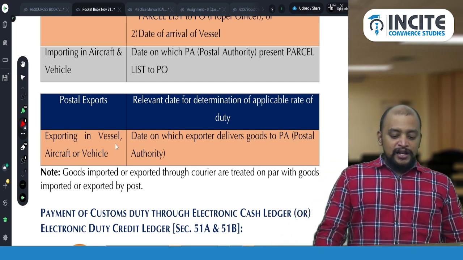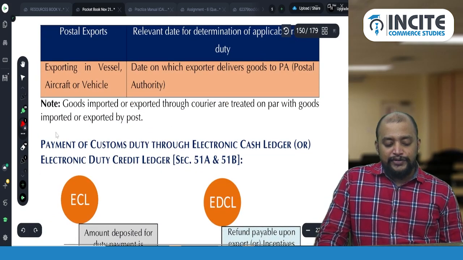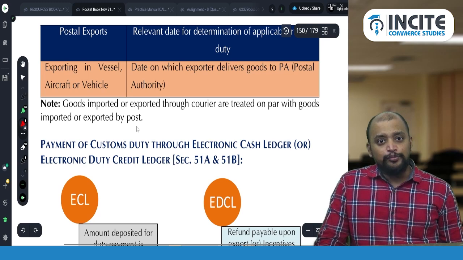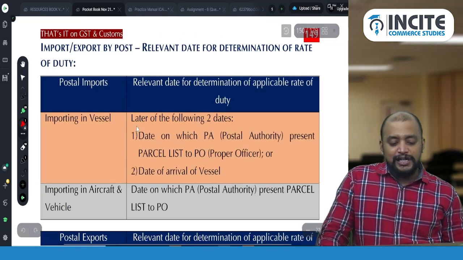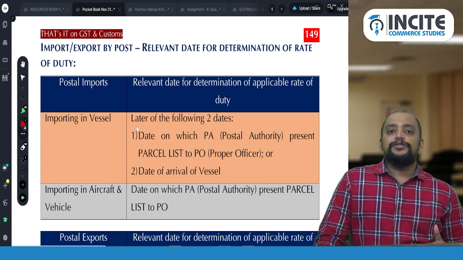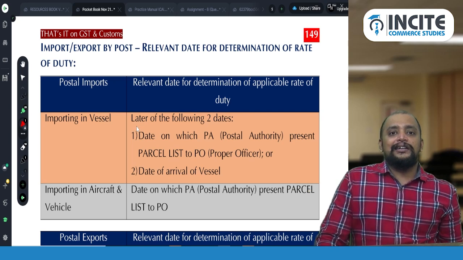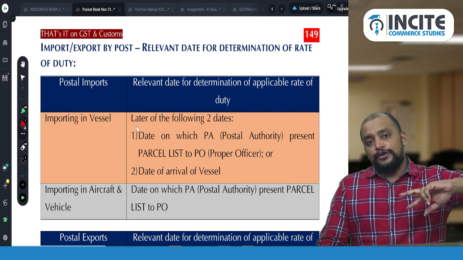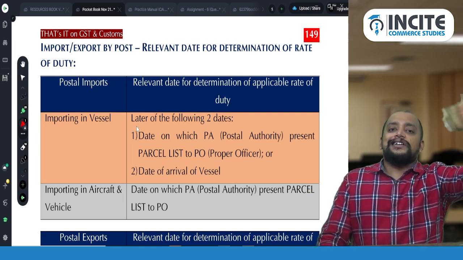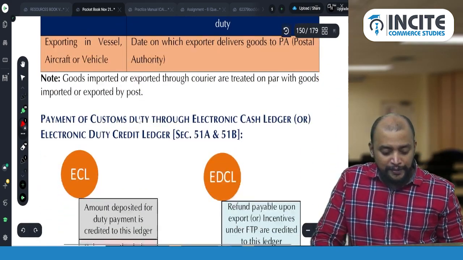Okay. Goods imported or exported through courier are treated on par with goods imported or exported by post. Understood? So this can be tested in exam in MCQ. Be careful. They will give one date on which it is handed over with one rate, and a date of arrival with another rate. So they will ask which rate is relevant in the options. So for MCQ it will be useful.